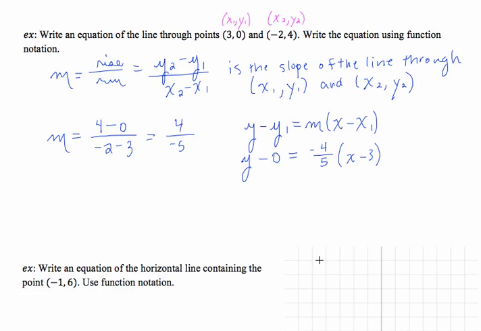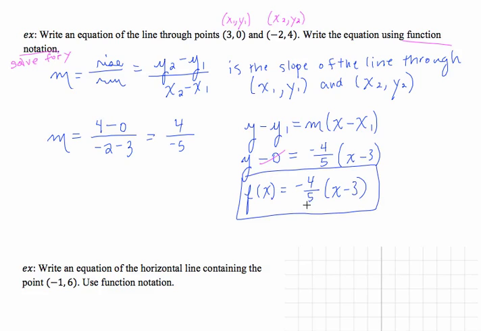Now this is good. It is an equation. We can simplify it a little bit and rewrite it using function notation. Now to put something in function notation, you must solve for y. That's the only way to write it in function notation, is to first solve for y. Well, that's actually easy, because y minus 0 is just y. So in function notation, this would say f of x equals negative 4/5 times (x minus 3).